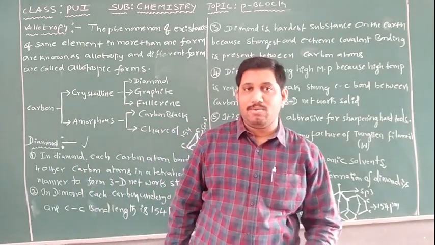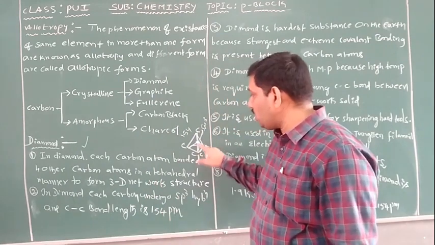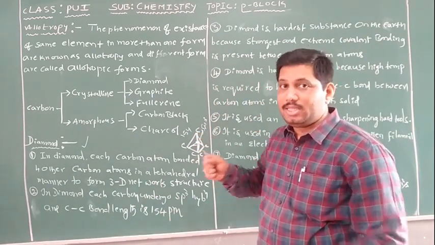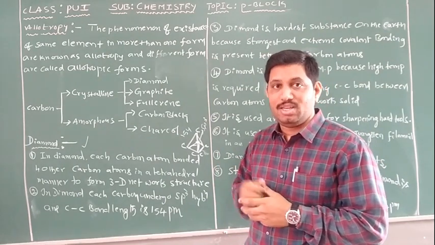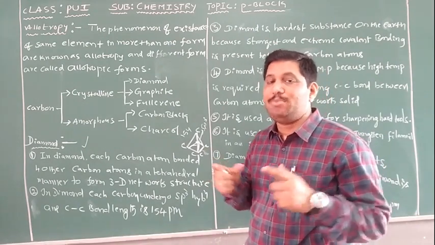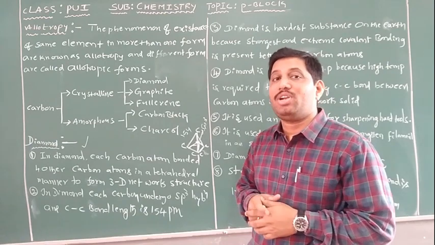In exam they will ask why diamond is hard? Because of strongest and extreme covalent bonding between the carbon atoms. We know that the C-C bond energy is 340 kilojoule per mole. We already discussed this in a previous topic, anomalous behavior of carbon. The C-C bond is very strong and has high bond energy, that is 340 kilojoules.